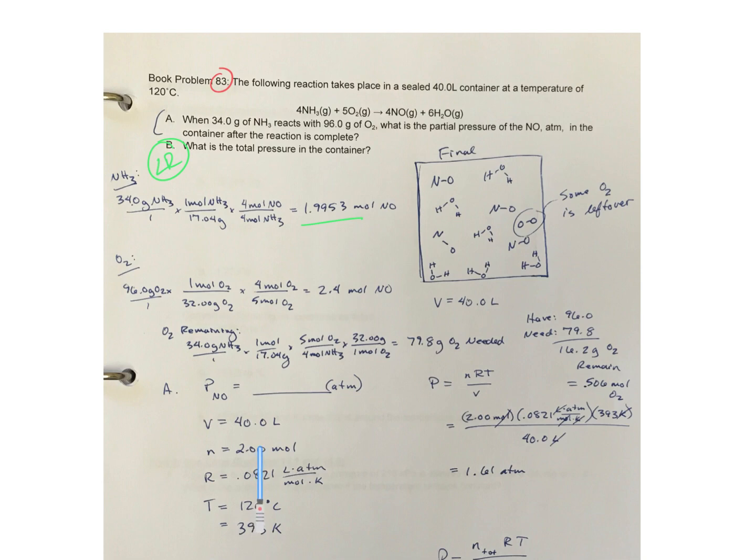which, when you round for significant figures, all of these values have 3, so the n value for NO would be 2.00 moles. The rest of these values are given. 40 liters is given in the problem. Because the question asks for pressure in atmospheres, we should use this R value. Temperature must be converted into Kelvin, and you can solve for P. P is equal to nRT divided by V. So substitute the values in and solve: the partial pressure of NO is 1.61 atmospheres.